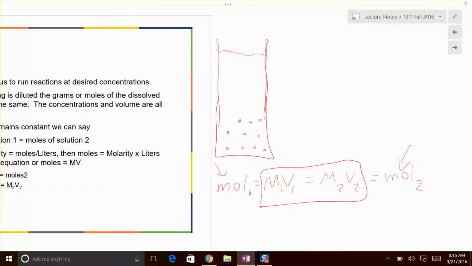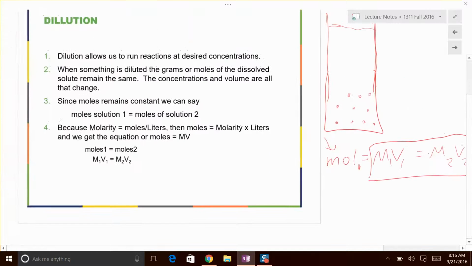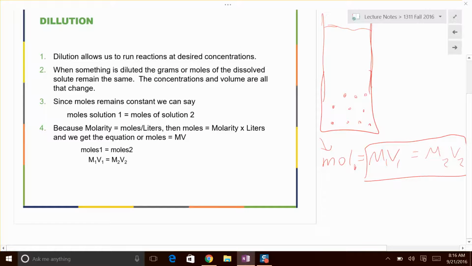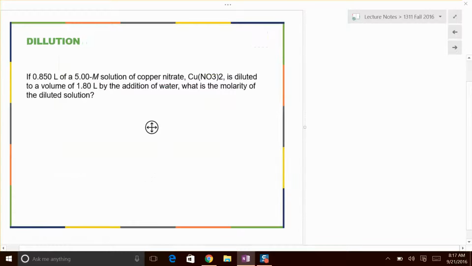So let's think about what that means. Okay? So there's my equation. So if I have, let's look at this question. Okay? If 0.850 liters of a 5 molar solution of copper nitrate is diluted to a volume of 1.8 liters, what is the molarity of the new diluted solution?